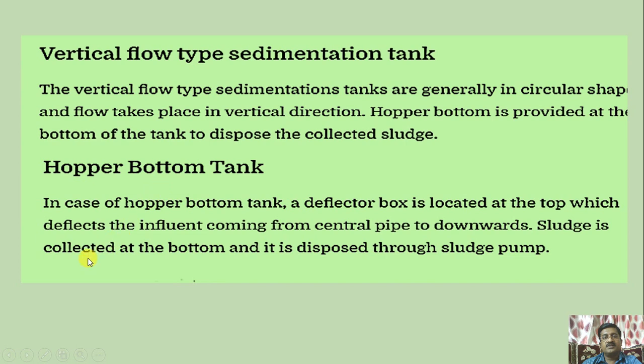Vertical flow type sedimentation tank. The vertical flow type sedimentation tanks are generally circular in shape and flow takes place in the vertical direction. Hopper bottom is provided at the bottom of the tank to dispose of the collected sludge. In this hopper bottom tank, a deflector box is located at the top, which deflects the influent coming from the central pipe downwards. Sludge is collected at the bottom and it is disposed through a sludge pump.